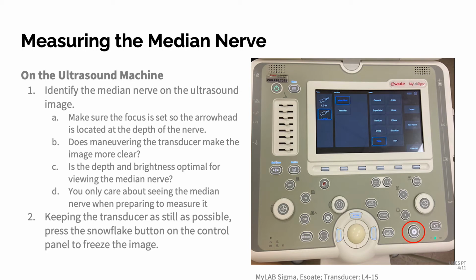Keeping the transducer as still as possible, you're going to press the snowflake button on the control panel to freeze the image. And I have it right here, circled in red. It just looks like a snowflake. And just as a note, we're using a MyLab Sigma, and the transducer is going to be L4 through 15, which that's the frequency.